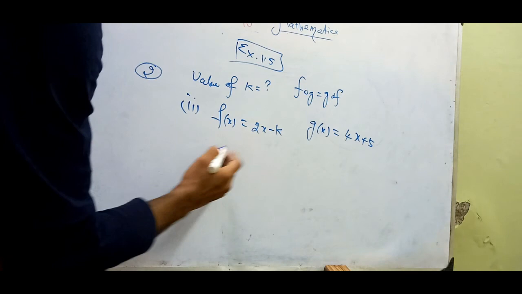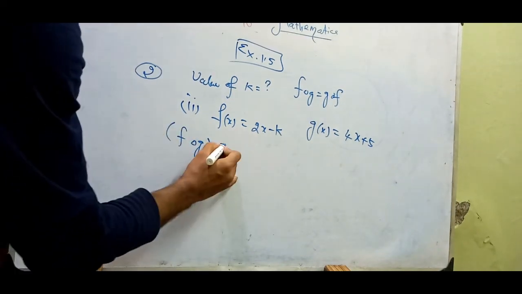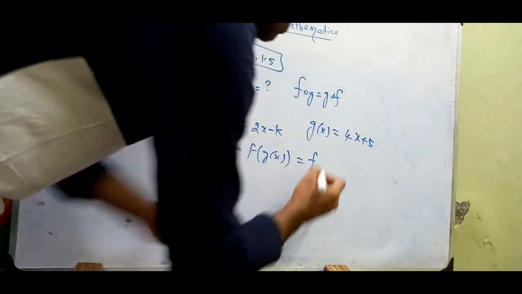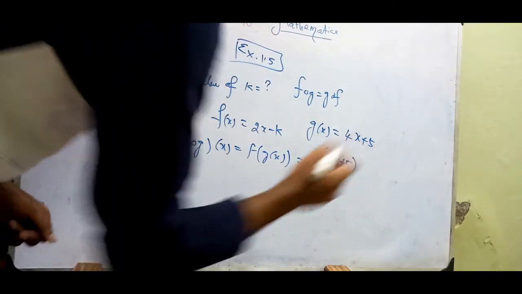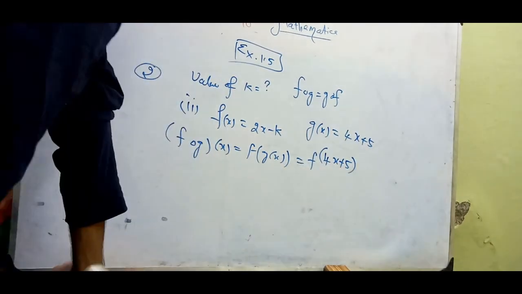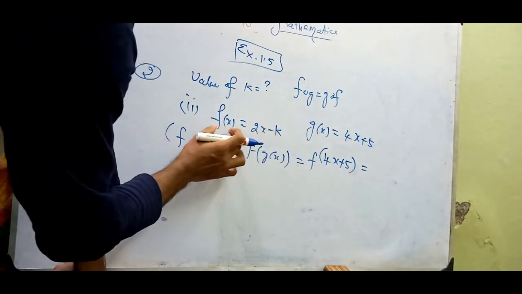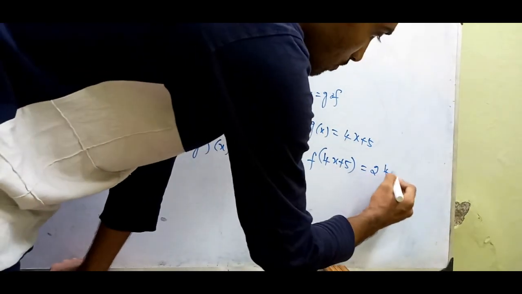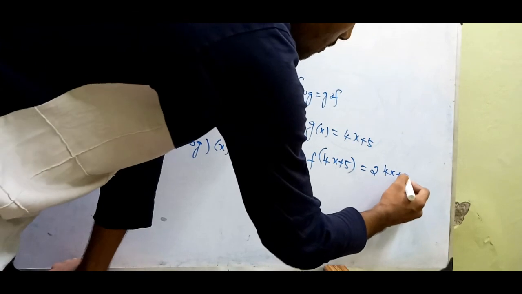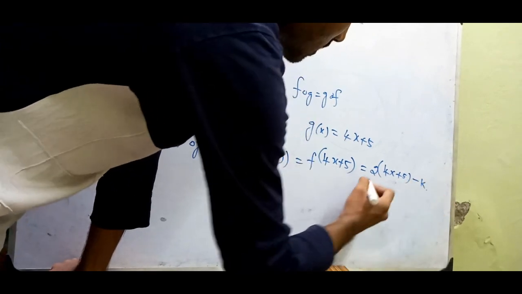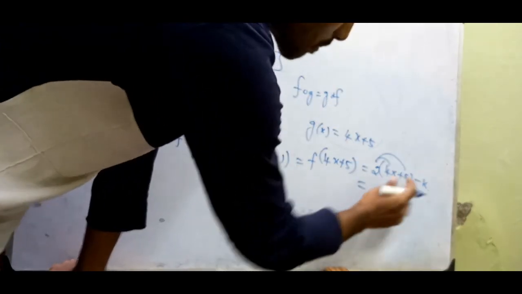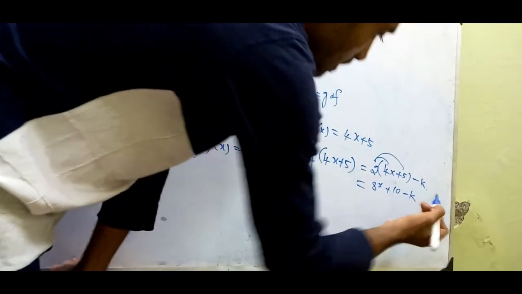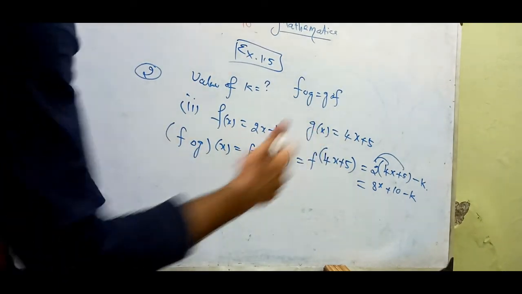Okay, since both are equal, first we need to find f compose g and g compose f. So f of g of x is nothing but, now operate f on these variables. So here f of x is nothing but 2x. Instead of x you have to replace this bracket. So 4x plus 5 minus k. So 2 is going to multiply throughout this bracket. So it is going to be 8x plus 10 minus k. Let it be. We need that variable.